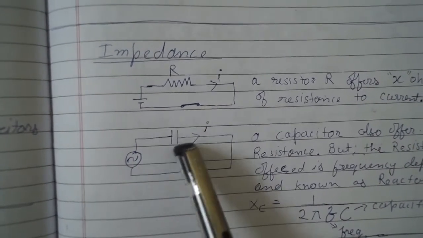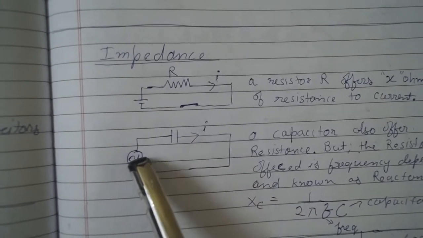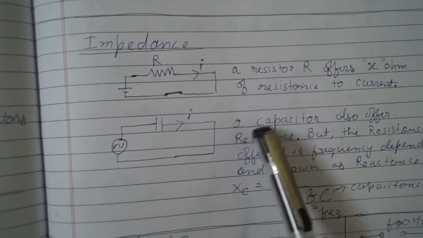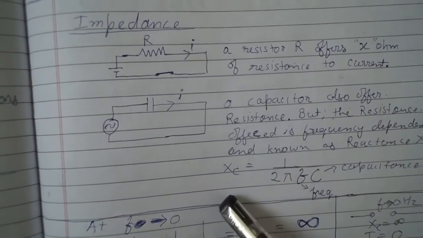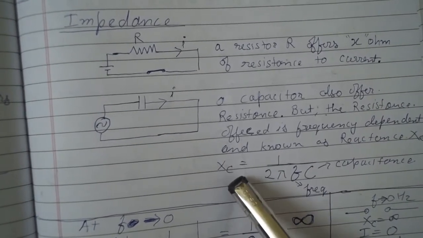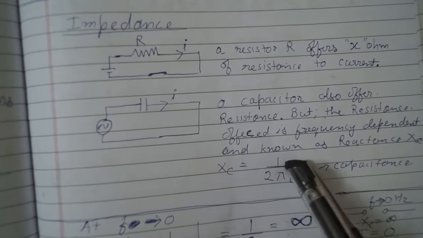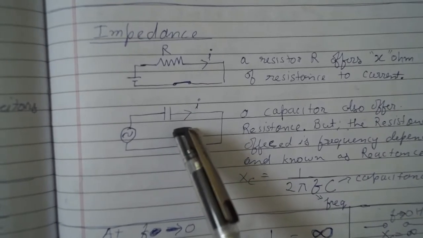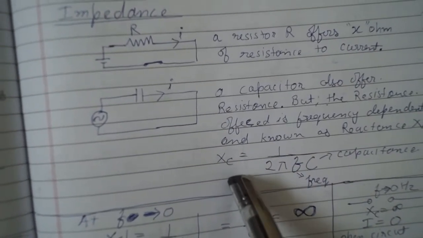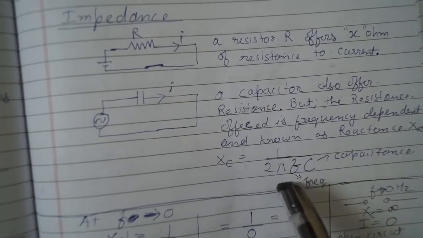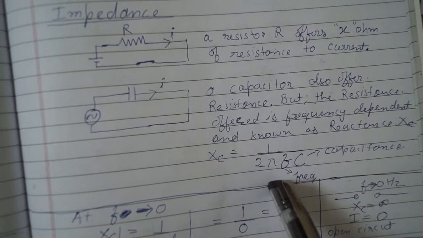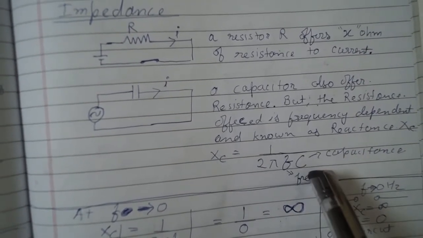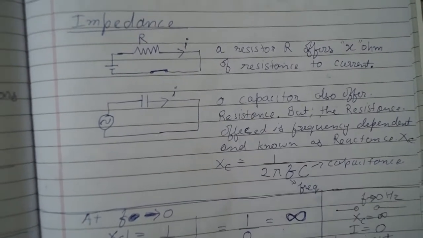Similarly, if we connect a capacitor to an alternating current voltage source, what will happen? A capacitor will also offer resistance, but the resistance offered is frequency dependent and is known as reactance. So reactance is given by Xc equals 1 divided by omega C, where omega is the angular frequency, 2 pi f, multiplied by C, the capacitance.